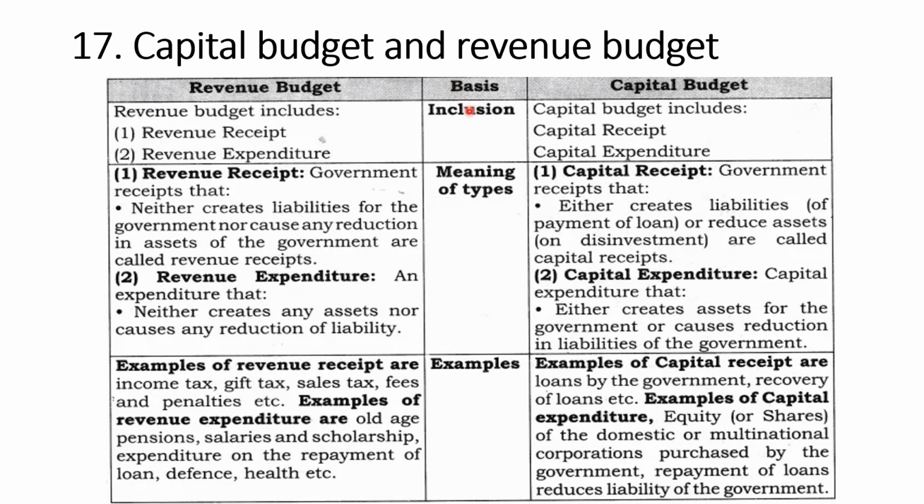The difference between capital budget and revenue budget. You can see here, on the basis of inclusion, the revenue budget consists of revenue receipt and revenue expenditure. The capital budget consists of capital receipt and capital expenditure.